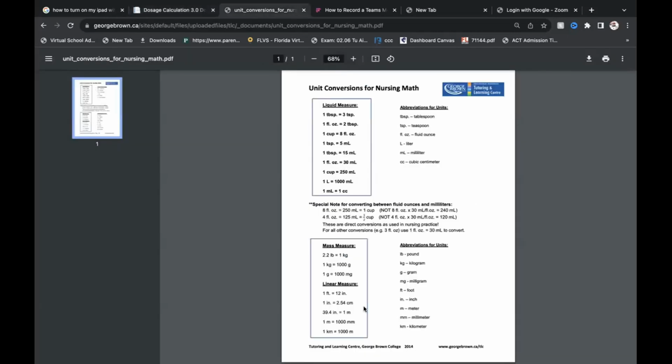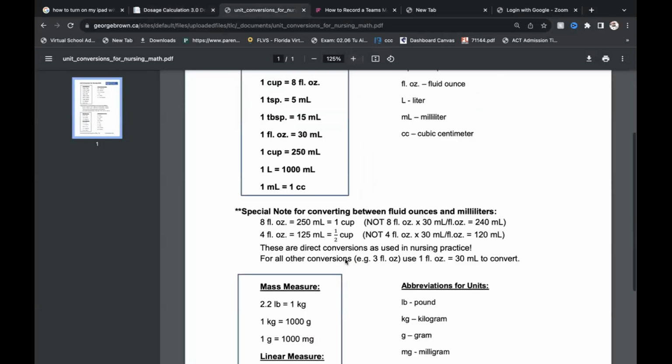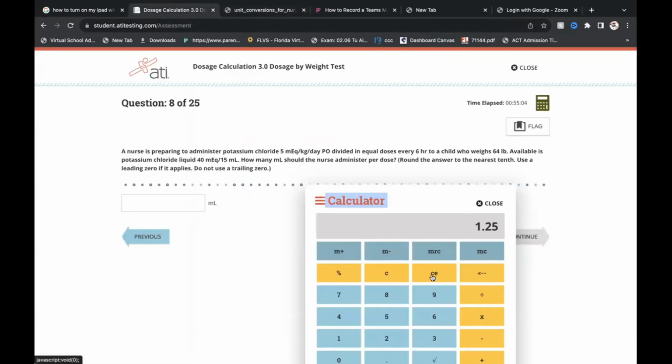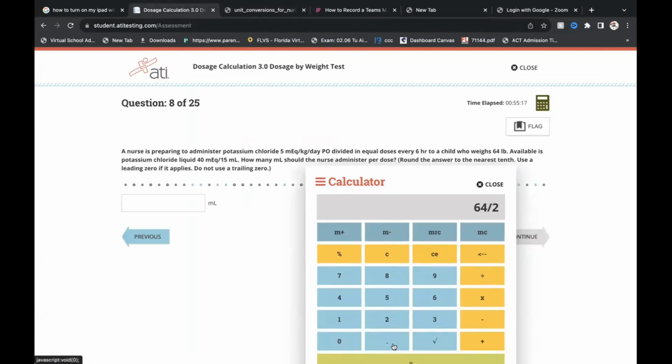So now we know that, like this sheet says, let me zoom in a little, 2.2 pounds gives you 1 kilogram, which means we need to divide 64 by 2.2 because we need to find out how many 2.2 pounds are there in 64. So 64 divided by 2.2, and that gives 29.09. I'm only going to round to 2 decimal points because at the end we're going to have to get to the nearest tenth anyways, and I don't want to round too much and the answer be off. So we have 29.09 kilograms.